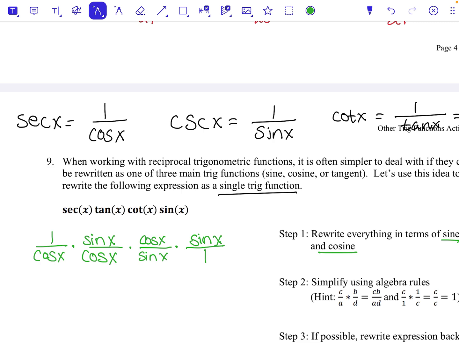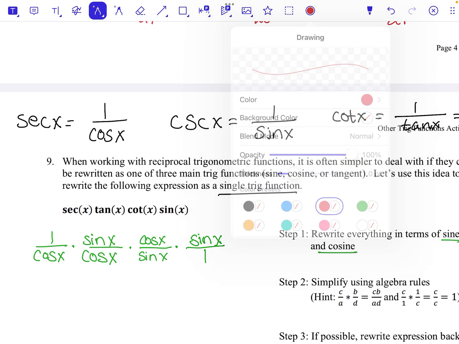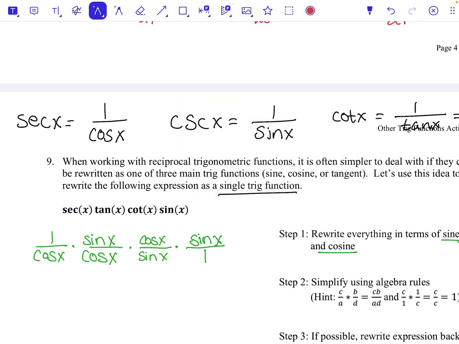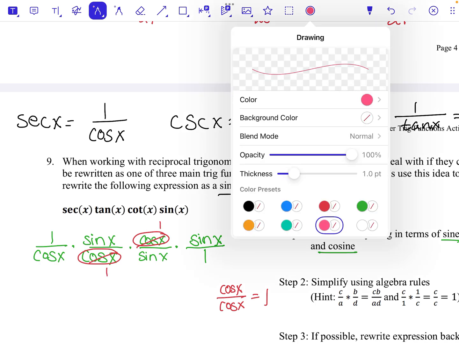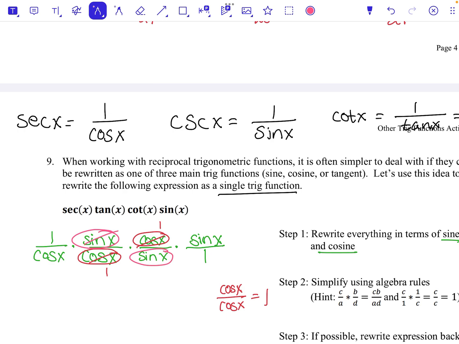Next step is we want to simplify if possible. This is remembering that when we multiply fractions, we multiply the numerators and we multiply the denominators. Now, if I have something like a cosine divided by a cosine, I'm going to make a little note over here. Cosine of x over cosine of x would just equal 1. They would reduce each other out. And notice I have a similar thing going on here with sine of x and sine of x. So that would also equal just 1.